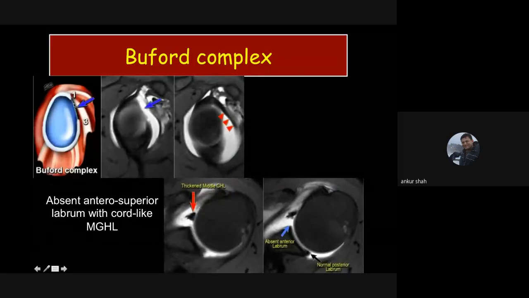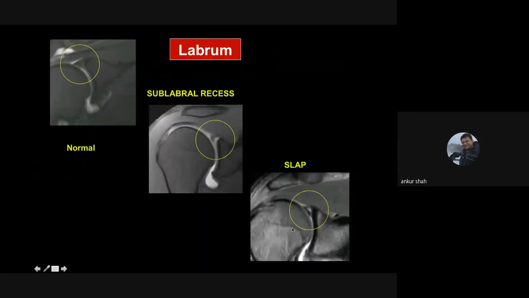So as you can see, this is a Buford complex, where you see this thickened middle glenohumeral ligament. This is the posterior labrum. The anterior labrum is almost completely absent, and you should know that this is not a labral tear, but this is just the Buford complex.